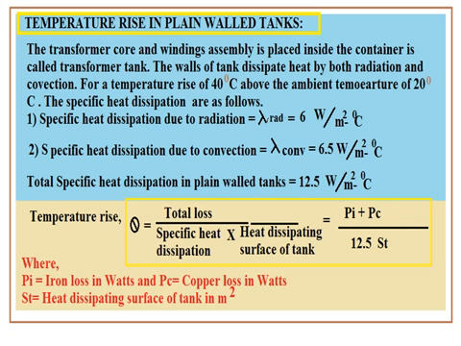Hence, the total specific heat dissipation due to the plain walled tank is 12.5 watts per meter squared per degree centigrade. Hence, temperature rise equals total loss divided by specific heat dissipation times the heat dissipating surface of the tank. Consider Pi is the iron loss, Pc is the copper loss, St is the heat dissipating surface of the tank.